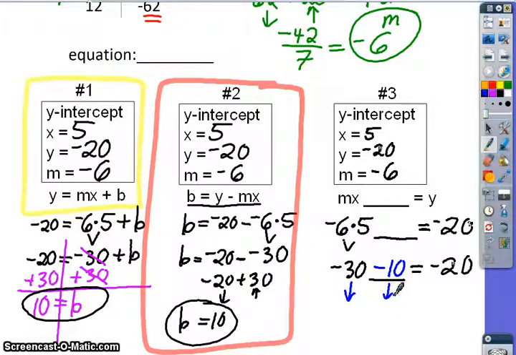Go down 10. No. Positive 10. So we can't change this. This has got to stay negative 30. We can only change this. Positive 10. So down 30, up 10? Yes. Does that give me negative 20? Yes. Then that's my y-intercept.